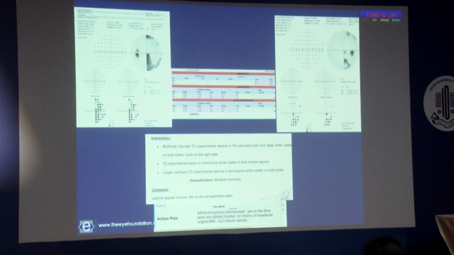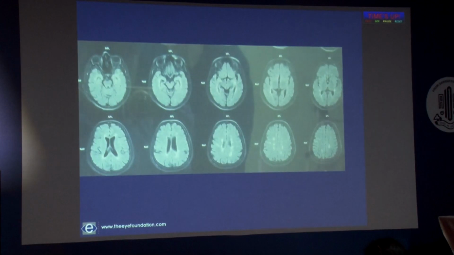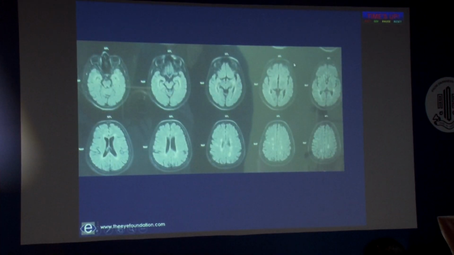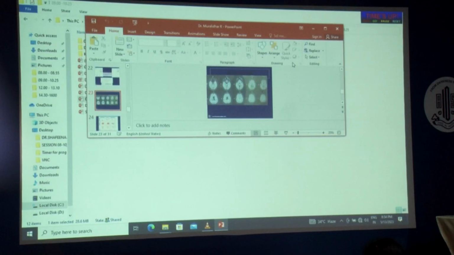And I would just wrap up with this. This patient came with a pie in the floor appearance and had typical evidence of multiple sclerosis. This was the first episode, so we treated her with IV methylprednisolone and referred her to the neurologist.